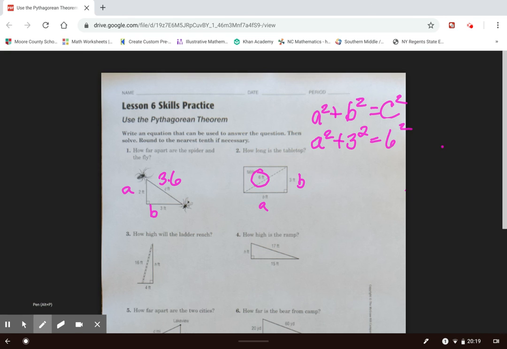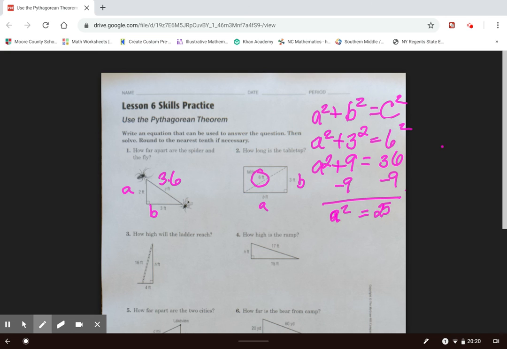Okay, so a squared plus 9 equals 36. Because 3 squared is 3 times 3, which is 9. 6 squared is 6 times 6, which is 36. So now I've squared them, so I'm going to subtract 9 from both sides. And I have a squared equals 36 minus 9, which is 25.